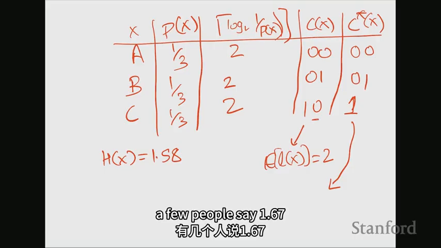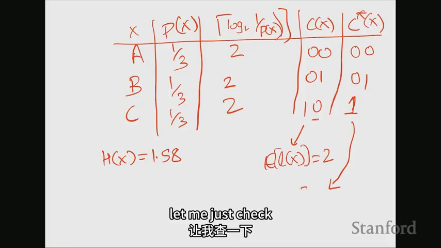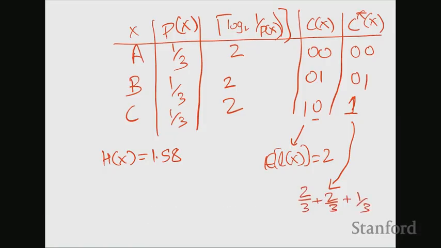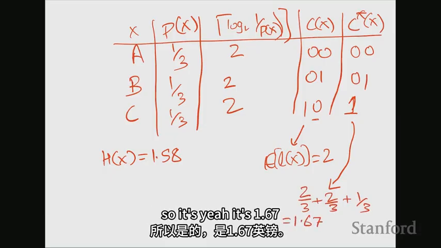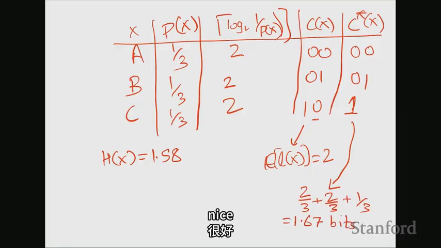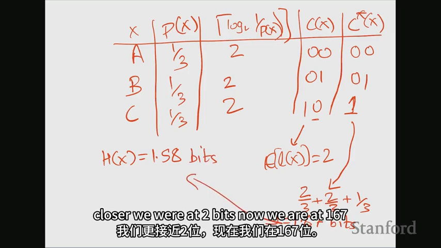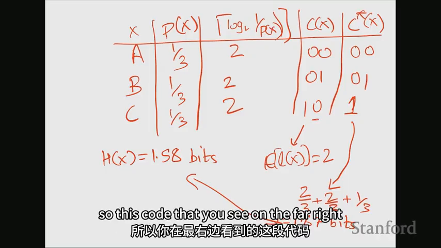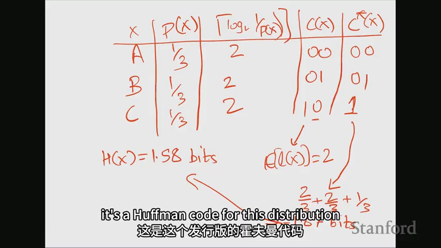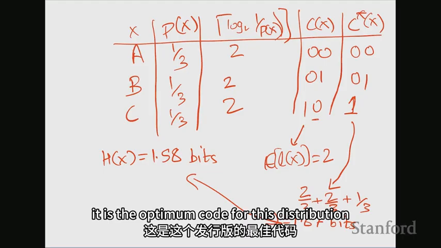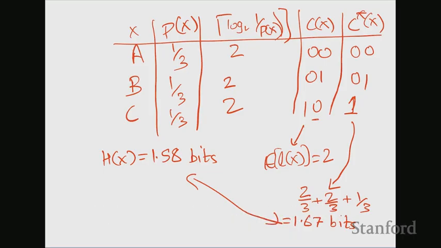A few people say 1.67. Let me just check. It's 2 by 3 plus 2 by 3 plus 1 by 3. So it's 1.67. Nice. See, we got closer. We were at 2 bits, now we are at 1.67. This code that you see on the far right is a Huffman code for this distribution, and that's our next lecture. It is the optimum code for this distribution. You cannot do better than this.